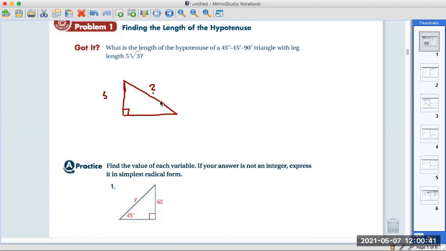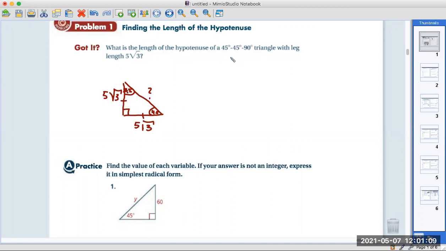What is the length of the hypotenuse with leg length 5 times the square root of 3? Oops, I drew that wrong, because it's a 45-45-90, so these two are equal. So the leg is 5 times the square root of 3. This one is 5 times the square root of 3. And this is what we're looking for, the hypotenuse.